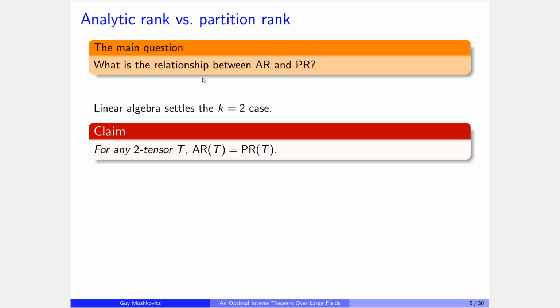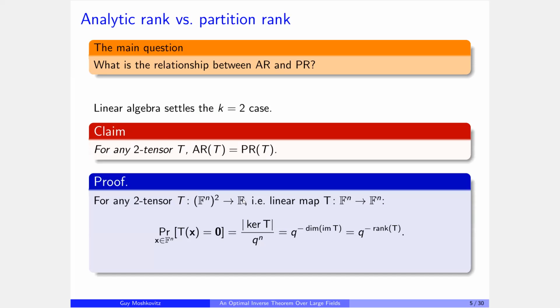Analytic rank is equal to partition rank, which is not surprising given the fact that for matrices, there's really only one notion of rank, right? The notion of rank that we teach kids in the linear algebra course. So analytic rank and partition rank are both equal to that standard notion of rank. Okay, if you want to see the proof, here's the proof.